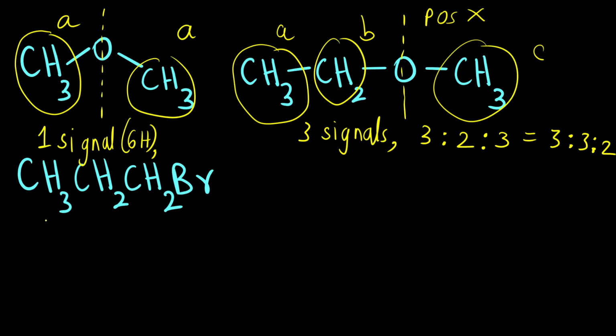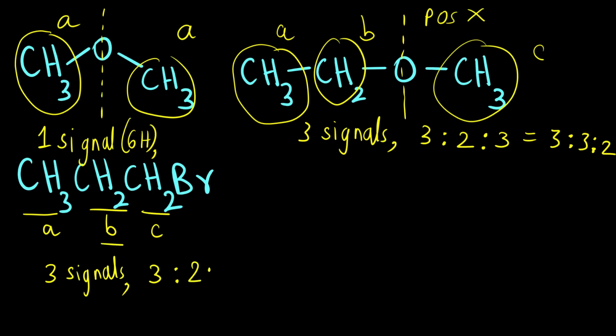Okay, now this one, here again there is no plane of symmetry, so this will be A, this group will be B, this group will be C. Again there are 3 signals. Okay, what will be the ratio? 3:2. In B there are how many protons? 2. In C again there are 2 protons, so 3:2:2.